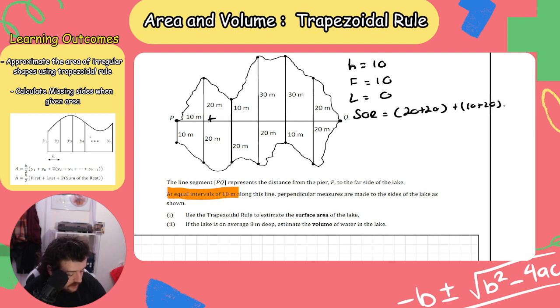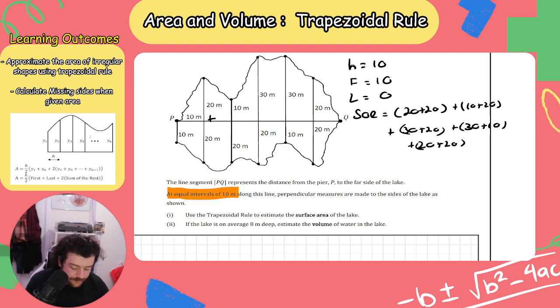So 10 plus 20, sorry, I should say, got ahead of myself there. 30 plus 20, plus 30 plus 10, and then plus 20 plus 20. So I'm literally adding these two heights together. Let's have a wee little gander. So 40 plus 30 plus 50 plus 40 plus 40. My sum of the remaining heights is 200.